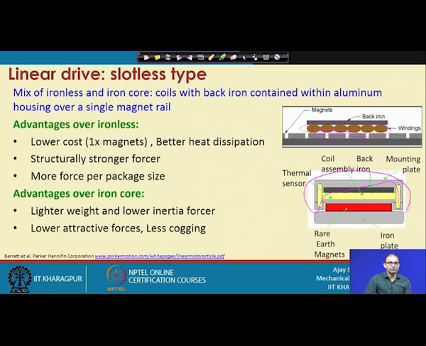So, these are the different types of things. We will discuss the advantages and disadvantages of this linear drive in the next class.